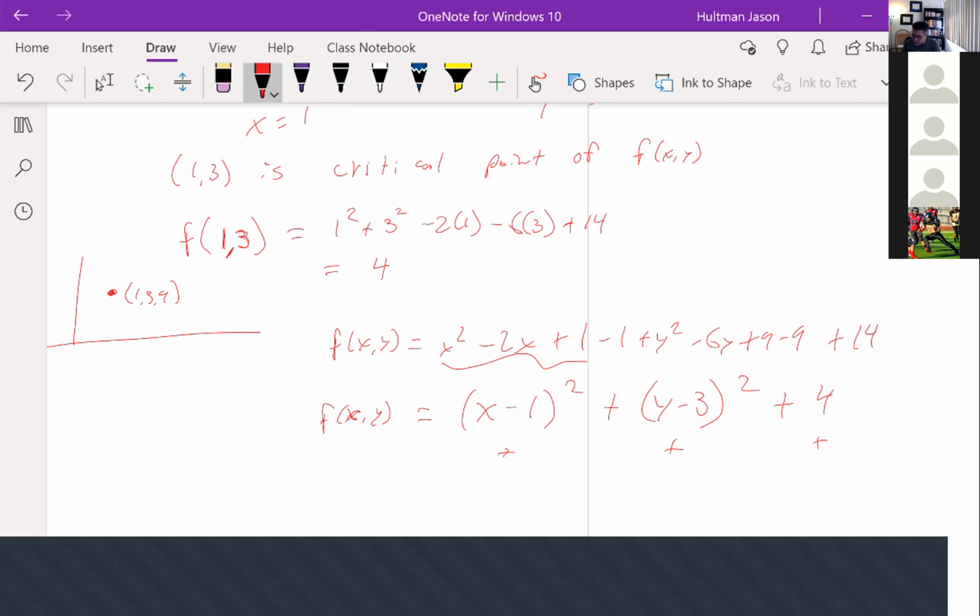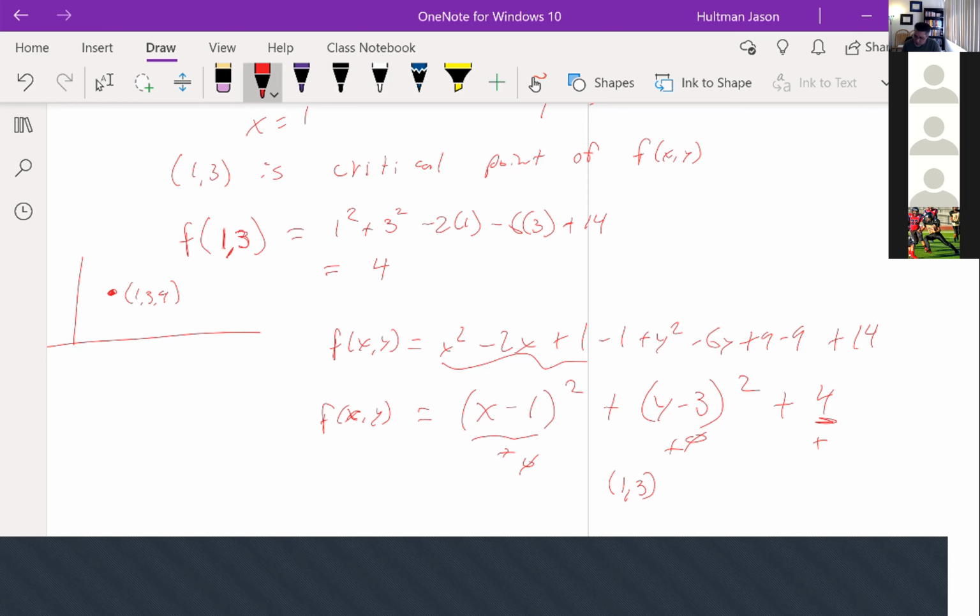And where would it be 4? Where would the function be equal to 4? It would be when this is 0 and when this is 0. And what values make that 0? Well, how about 1, 3? So I get my 0 at 1, 3. And my minimum value is 4.